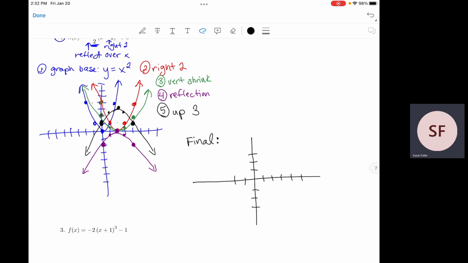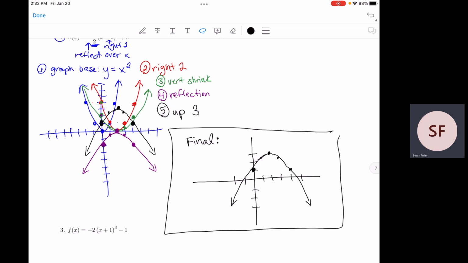And let's see, I've got the point 0, 1. I've got 1, 2.5. I've got 2, 3. I have 3, 2.5. And I have 4, 1. All right, and that is my final parabola. This is what my transformed graph looks like.